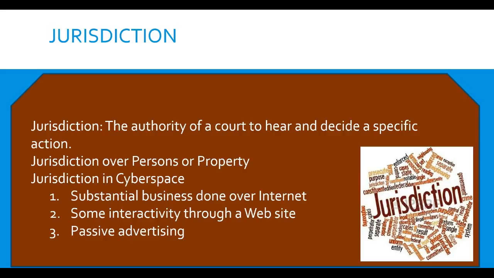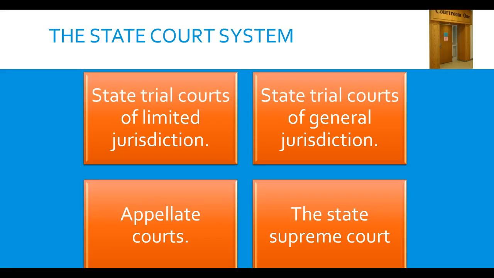Corporations are subject to the jurisdiction of the courts in any state in which they're incorporated, or where they have their main office, or where they do business. The state court system shows the various types of courts: trial courts of limited jurisdiction, trial courts of general jurisdiction, appellate courts, and then the state Supreme Court. Many state court systems have several tiers: a level of trial courts and two levels of appellate courts.